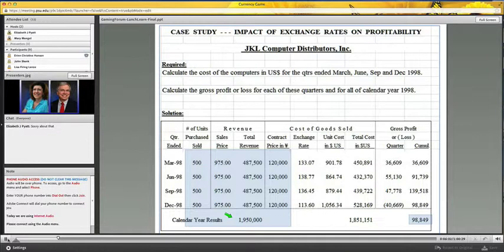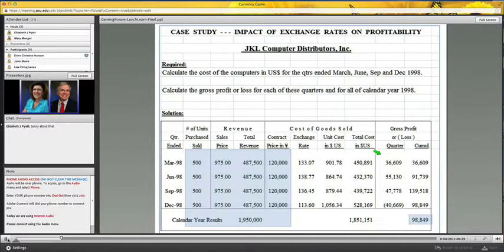Also, in the last column that's highlighted, we see the contract price is in yen. We entered into a contract. The scenario says that I am going to buy these computers at 120,000 yen a piece. So the only thing that's going to happen is exchange rates will move. If you look at the rightmost column, we see the quarterly profit.